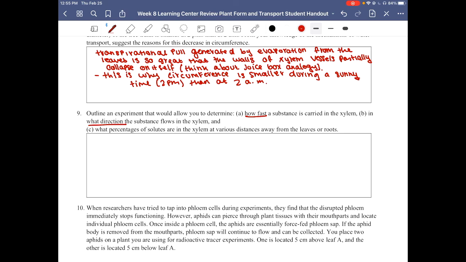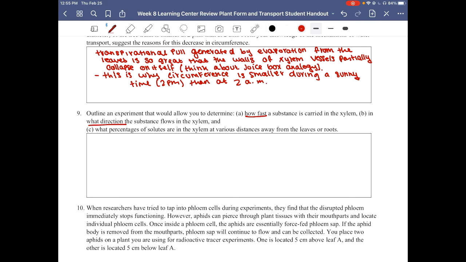So I just described an experiment that's already been done. It was by Bruno Huber. It was one of the classical studies to determine the direction of flow in the xylem. There are multiple ways to design and test this, but this was just the very classical study that was done. So I'm going to try my best to outline that here in words.